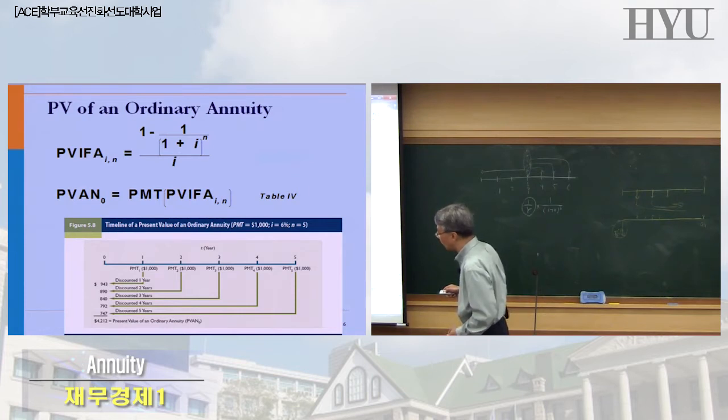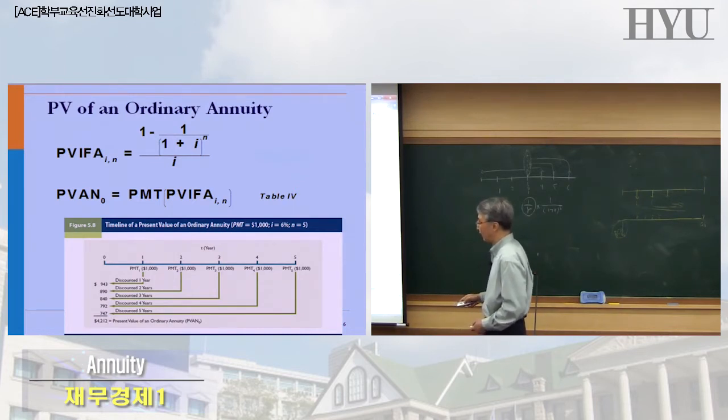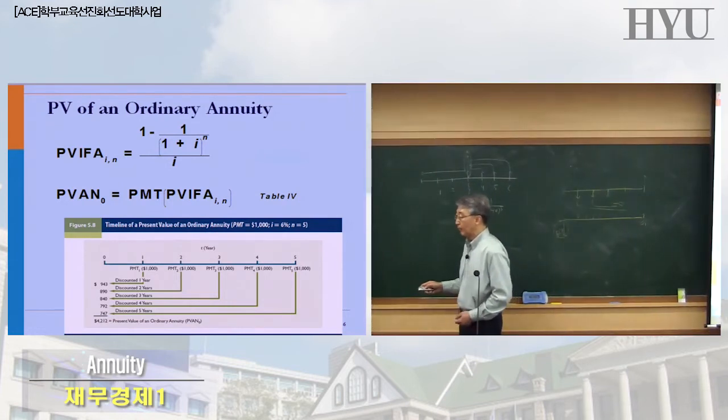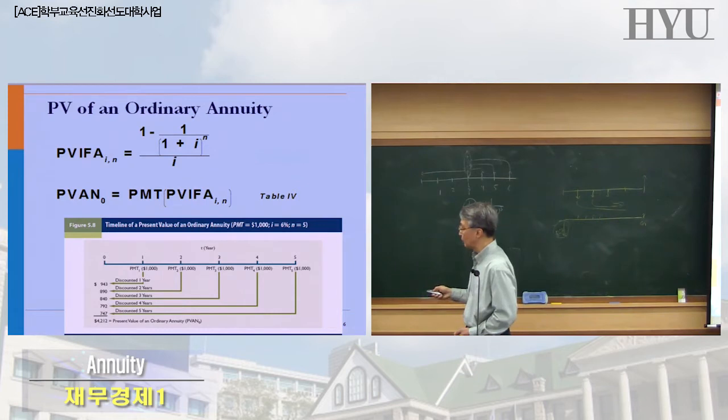PVIFA is 4.212. So you multiply the 1,000 PMT, 1,000 by 4.212, and you come up with $4,212. Okay? So notice that 4,212 is smaller than 5,000, right? The point is here, you are making a 1,000 payment 5 times. So in total, you made $5,000 in payments, right? But the present value is less than that, right?